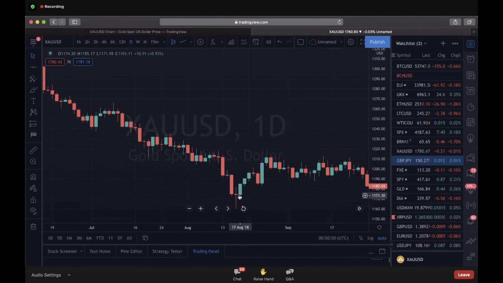Anyway, here it is. Boom. So we see that. We take the top of that, we take the break of this candle, and look where that leads us. 170 pips, done. 72 pips.